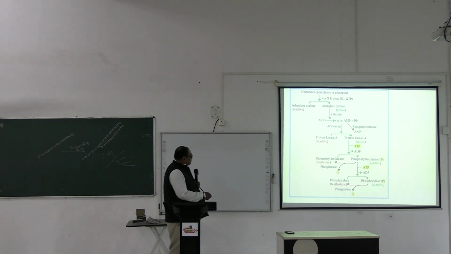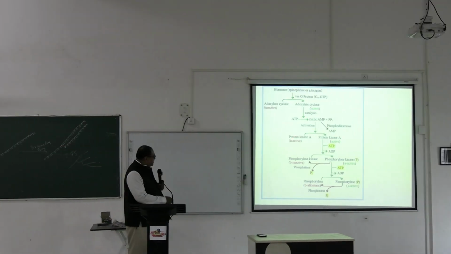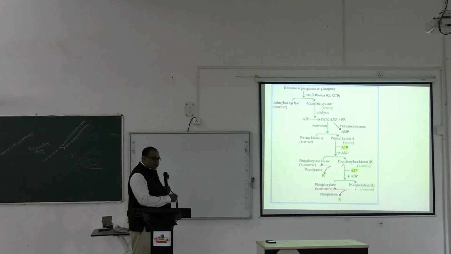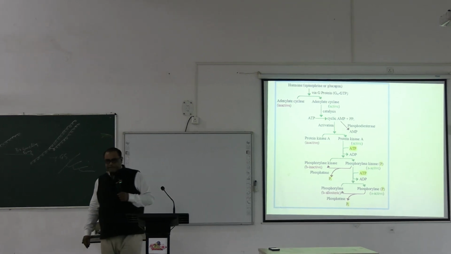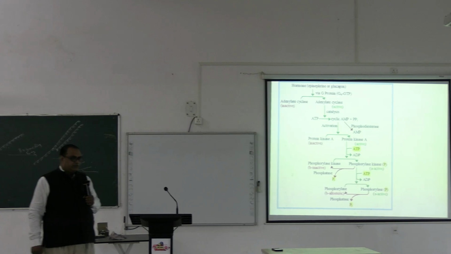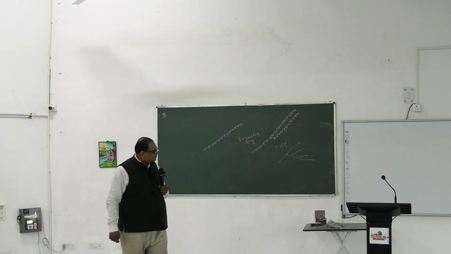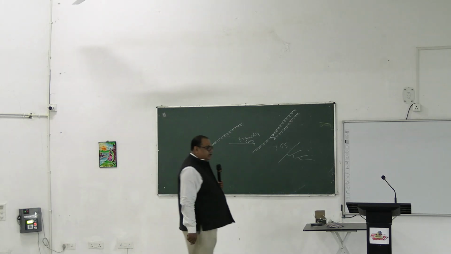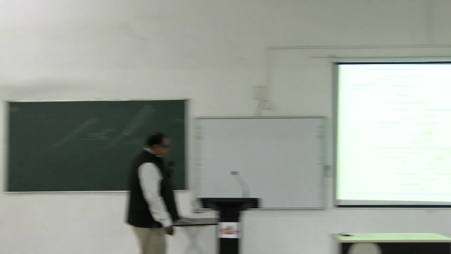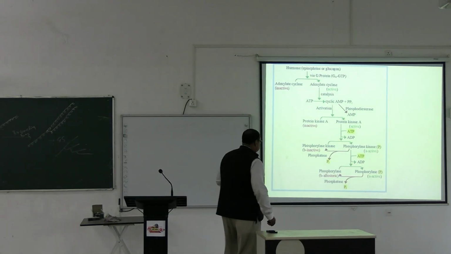Protein kinase A, from inactive to active. This protein kinase is called CDPK. It is written as cyclic AMP dependent protein kinase. This enzyme has got another name called CDPK, cyclic AMP dependent protein kinase.